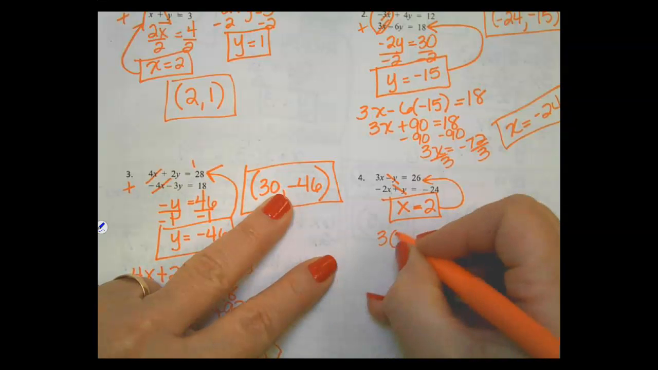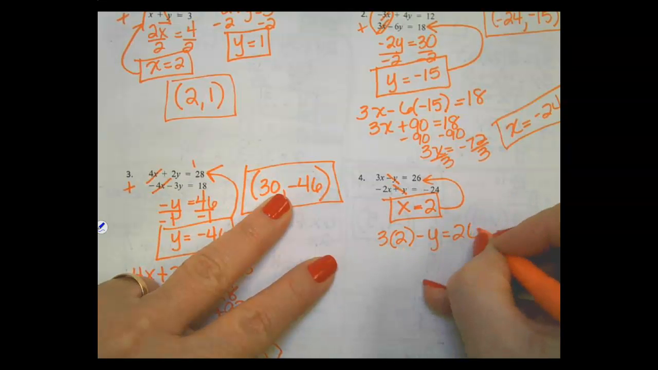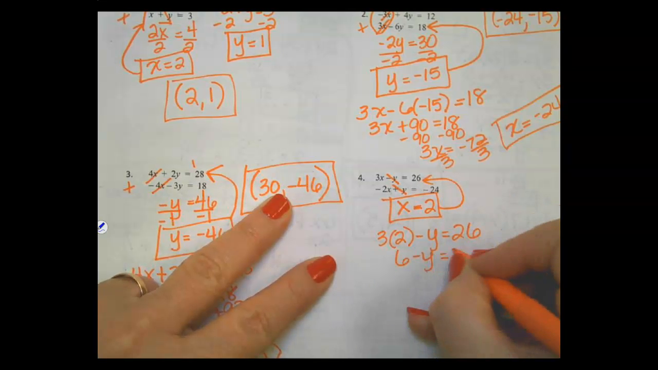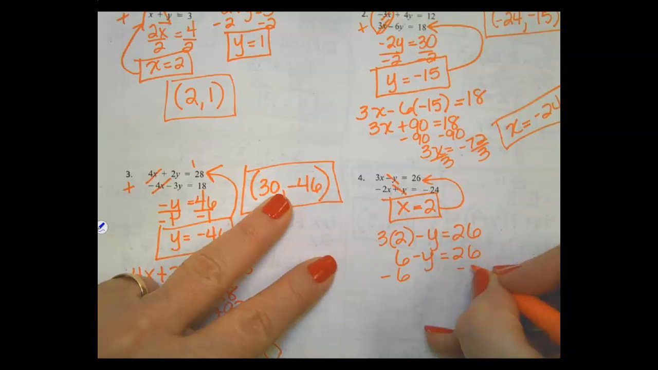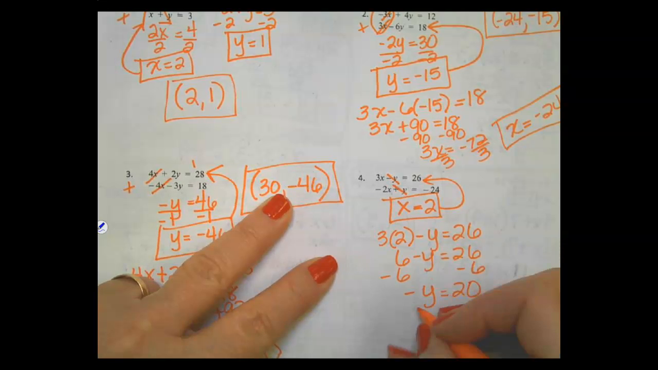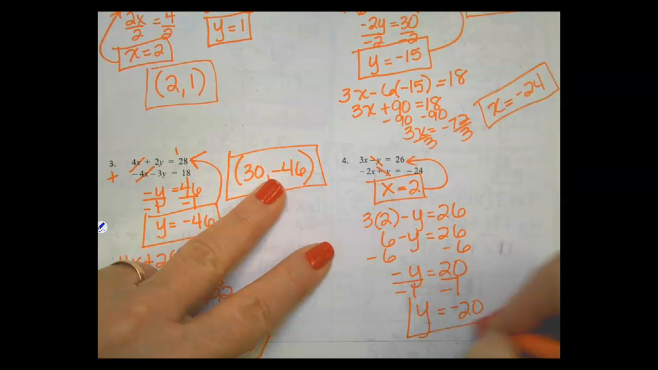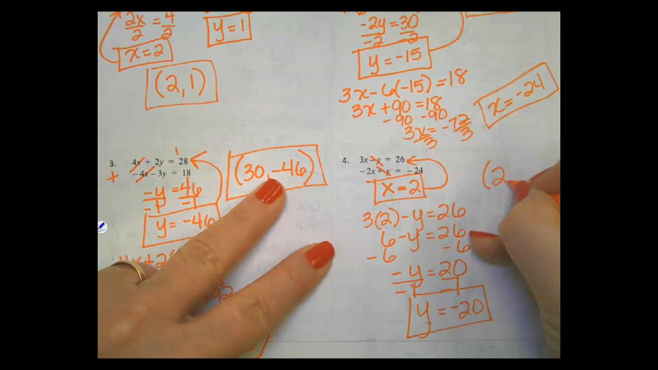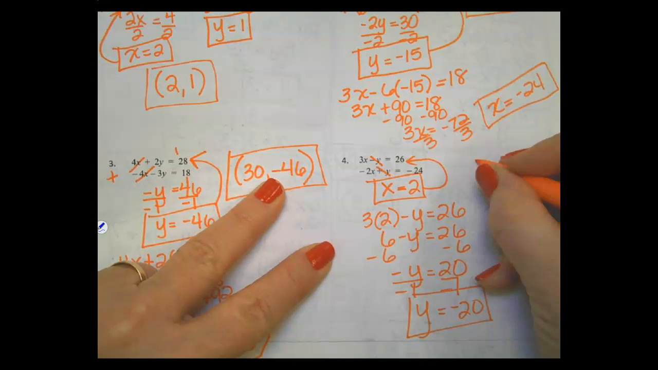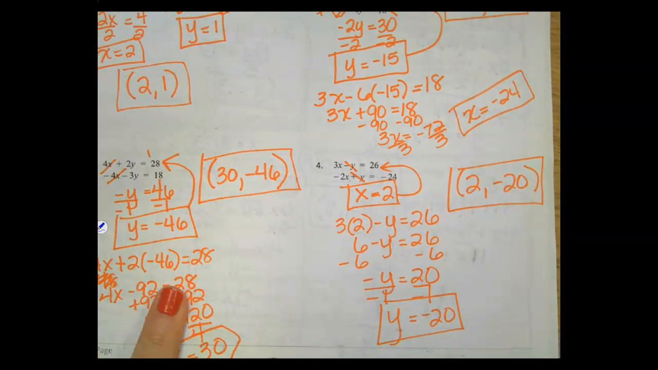But 3 times 2, because that's my x, minus y equals 26, and solve. So 6 minus y equals 26. I need to subtract 6. Negative y equals 20. And then divide, I can't have a negative y. So y is equal to negative 20. So my ordered pair is (2, negative 20). All right, so that is that.